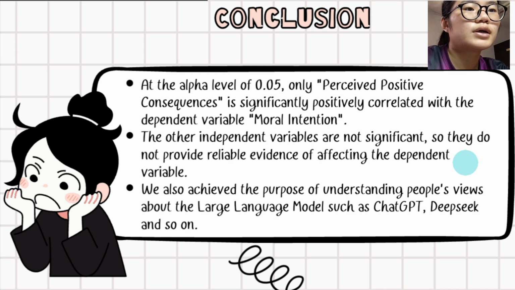So, in conclusion, at the alpha level of 0.05, only perceived positive consequence is significantly positively correlated with the dependent variable moral intention. The other independent variables are not significant, so they do not provide evidence of affecting the dependent variable. We also achieve the purpose of understanding people's views about the large language model, such as ChatGPT, DeepSeek, and so on. So that's all for our presentation.